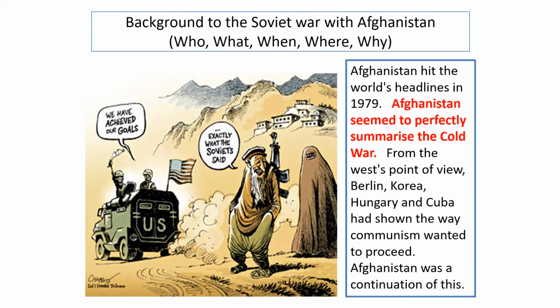So who was involved, what happened, when did it happen, where did it happen, and why did it happen? Now, Afghanistan hit the world headlines in 1979. Afghanistan seemed to perfectly summarise what was happening in the Cold War. From the West's point of view, incidents in places like Berlin, Korea, Hungary and Cuba had all shown the way that communism was to proceed. And Afghanistan, in their view, was just a continuation of this.